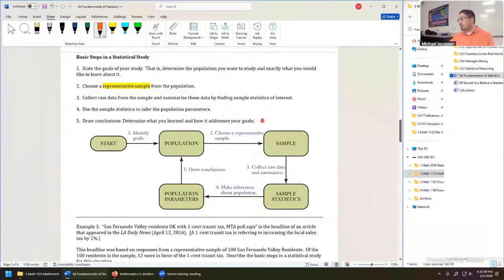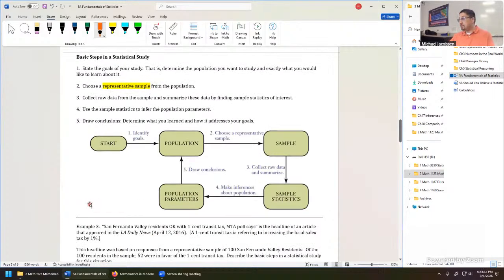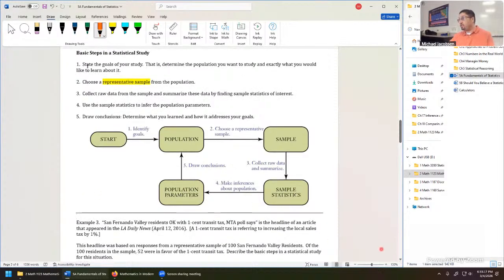I feel like it'd be a good idea to just look at this whole flow chart in a new context, example 3. And this one is a real study, it turns out, published in the LA Daily News back in 2016. Before we take a look into that example 3 context, any questions about the basic steps or the flow chart here?